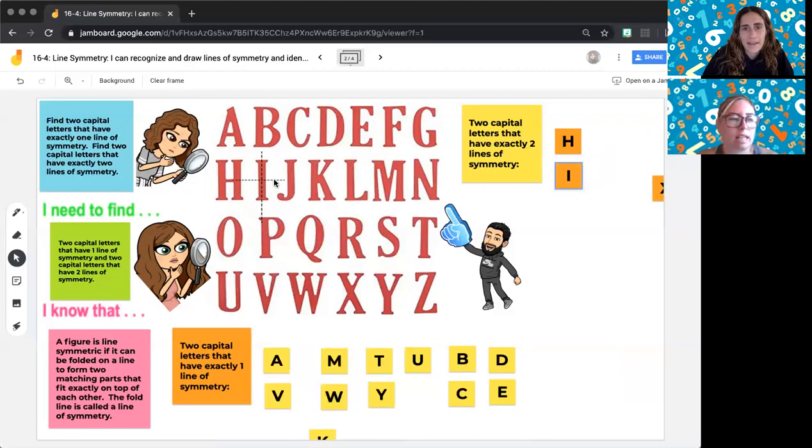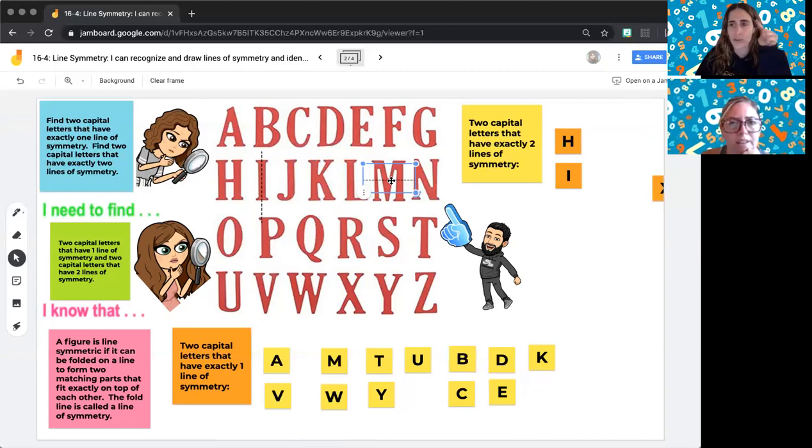Let's take a look at K. So if we were to fold K from the top to the bottom, the top and bottom would match up. It's just not symmetrical on the sides. How about L? I don't think so. No. How about M? I don't think so. A lot of the next letters don't look the same on the top and the bottom. Yeah. What about S?